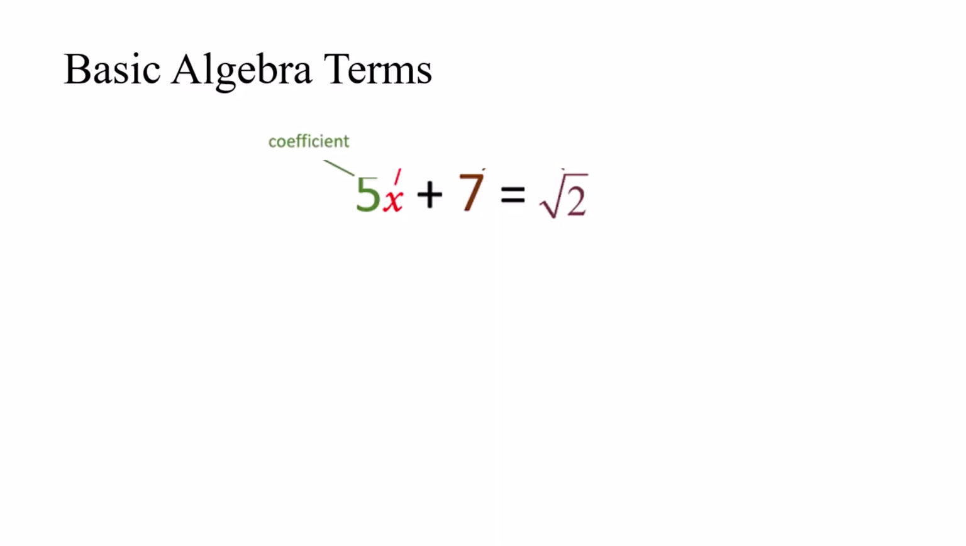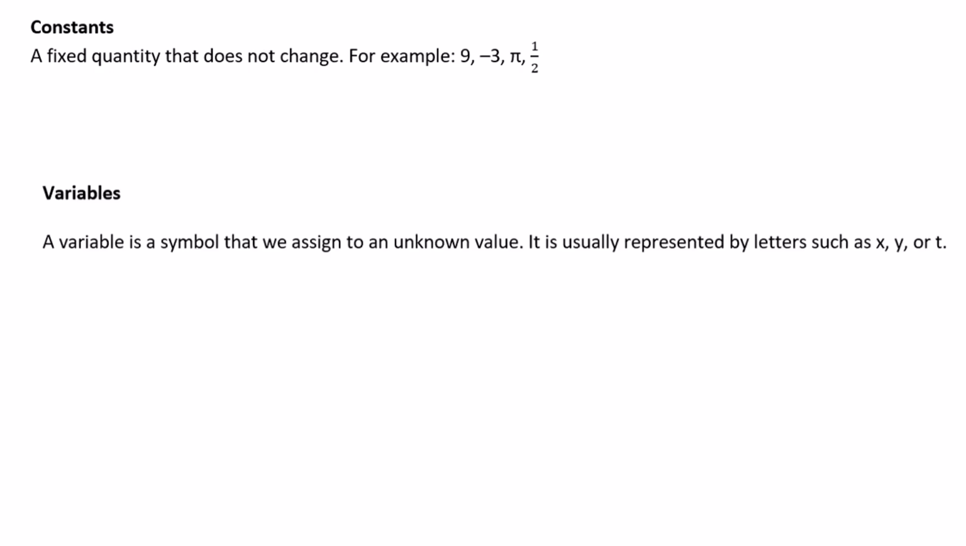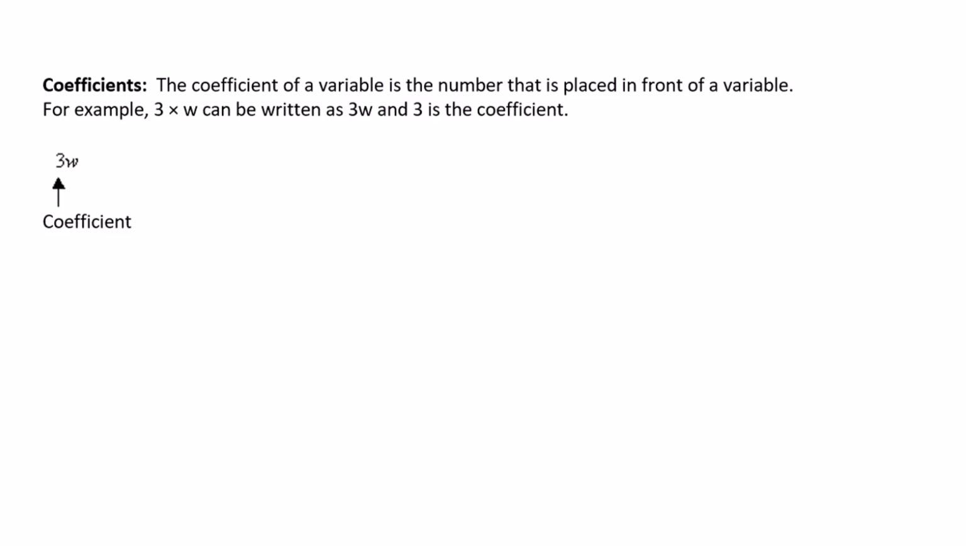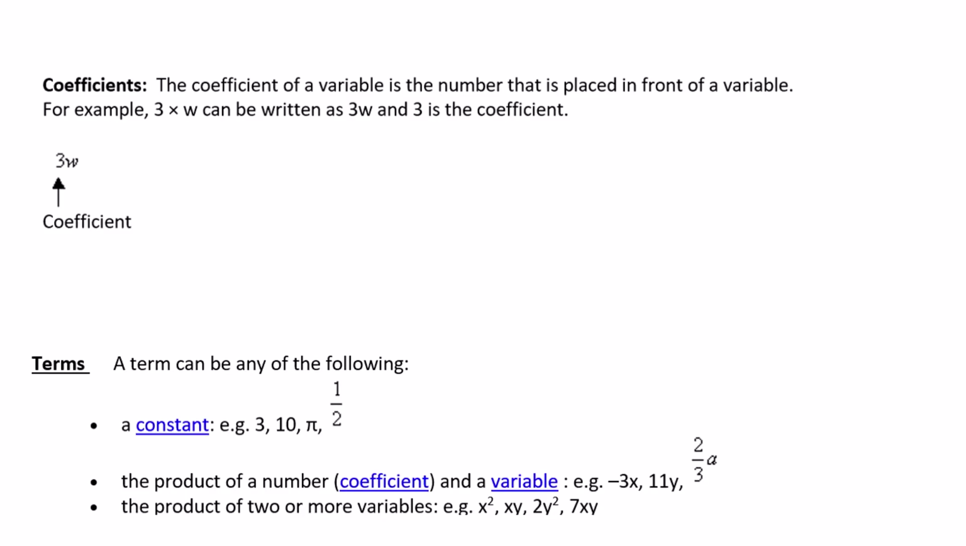Let's break down basic algebra terms. Coefficients, variables, and constants form the foundation of algebraic expressions. Understanding these terms is crucial for solving equations. Constants are fixed values, while variables represent unknowns. Grasping these definitions is essential for manipulating algebraic expressions and solving equations. Coefficients are numbers placed in front of variables, and terms can include constants, coefficients, and variables. Recognizing these components is vital for algebraic manipulation.